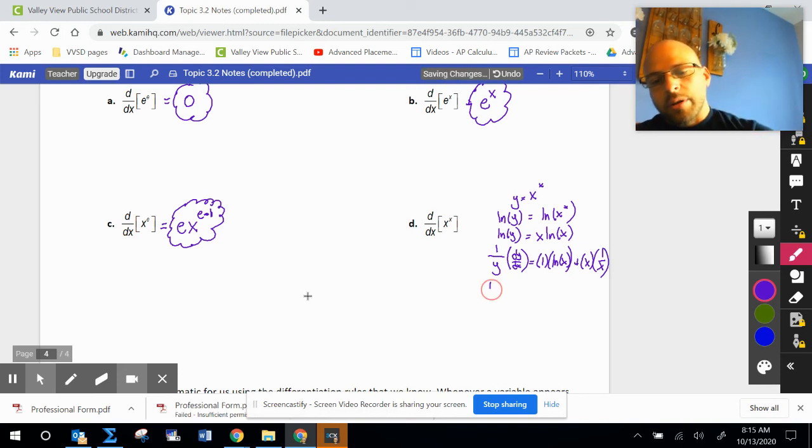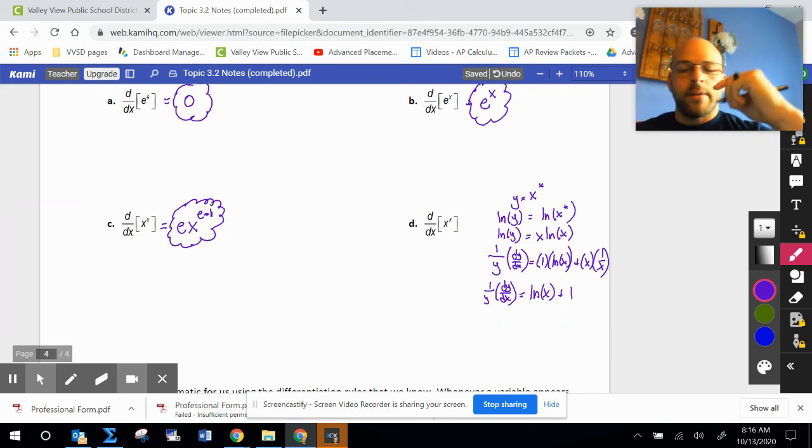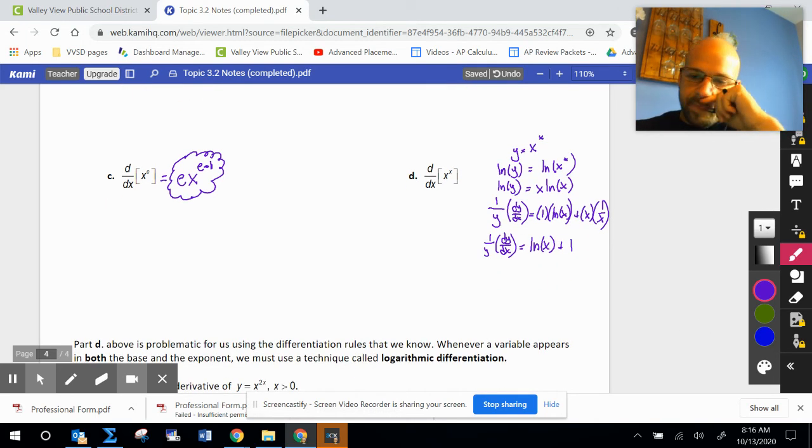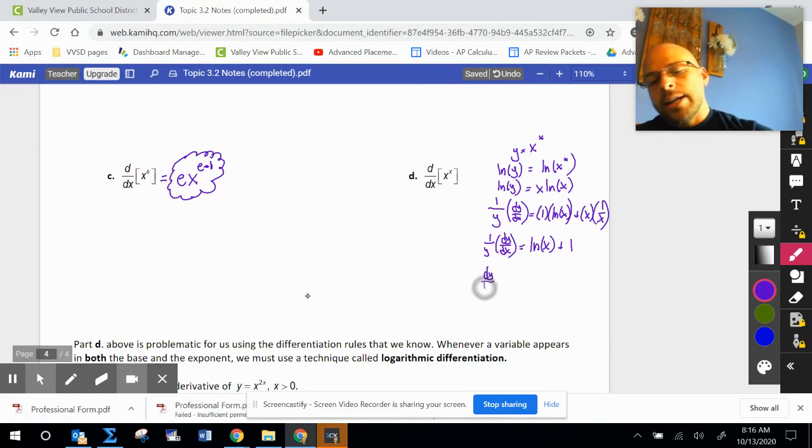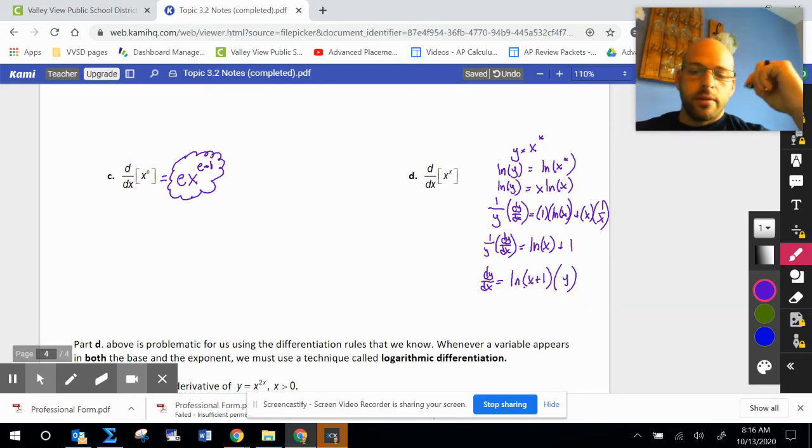Let's clean this up a little bit. I have a 1 over y times dy/dx equals the natural log of x, and then x times 1 over x is just 1. So it doesn't look too bad. Now, if I get that dy/dx all by itself, I need to multiply both sides by y. So I'm going to have the natural log of x plus 1 times y.